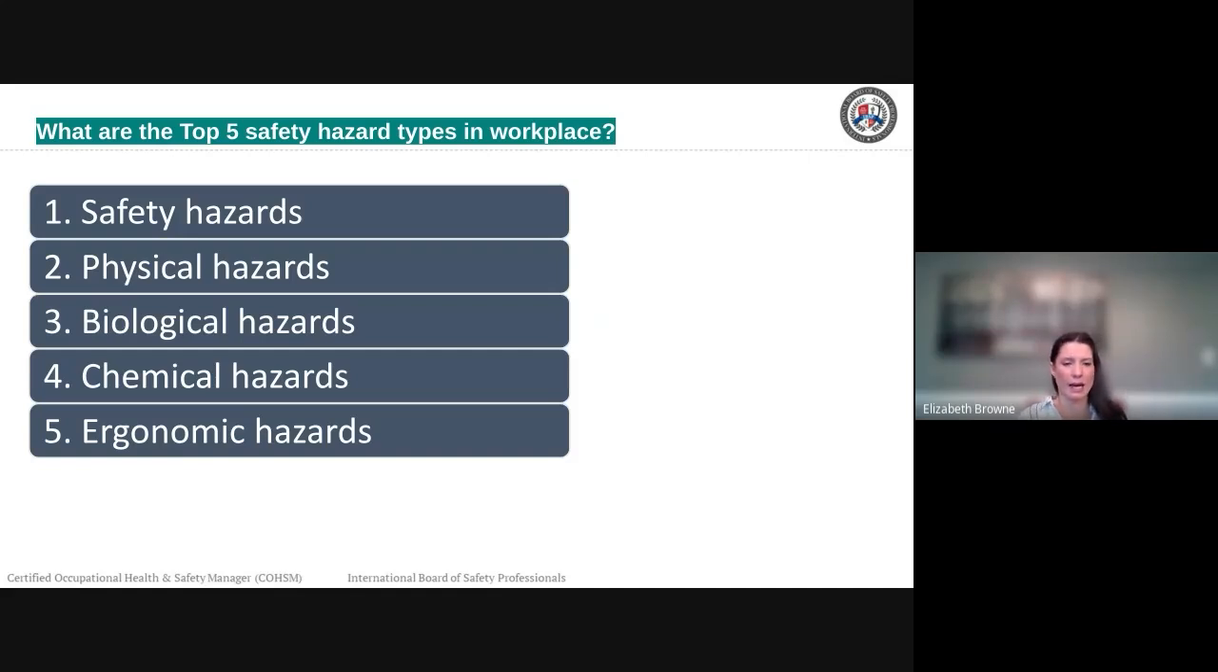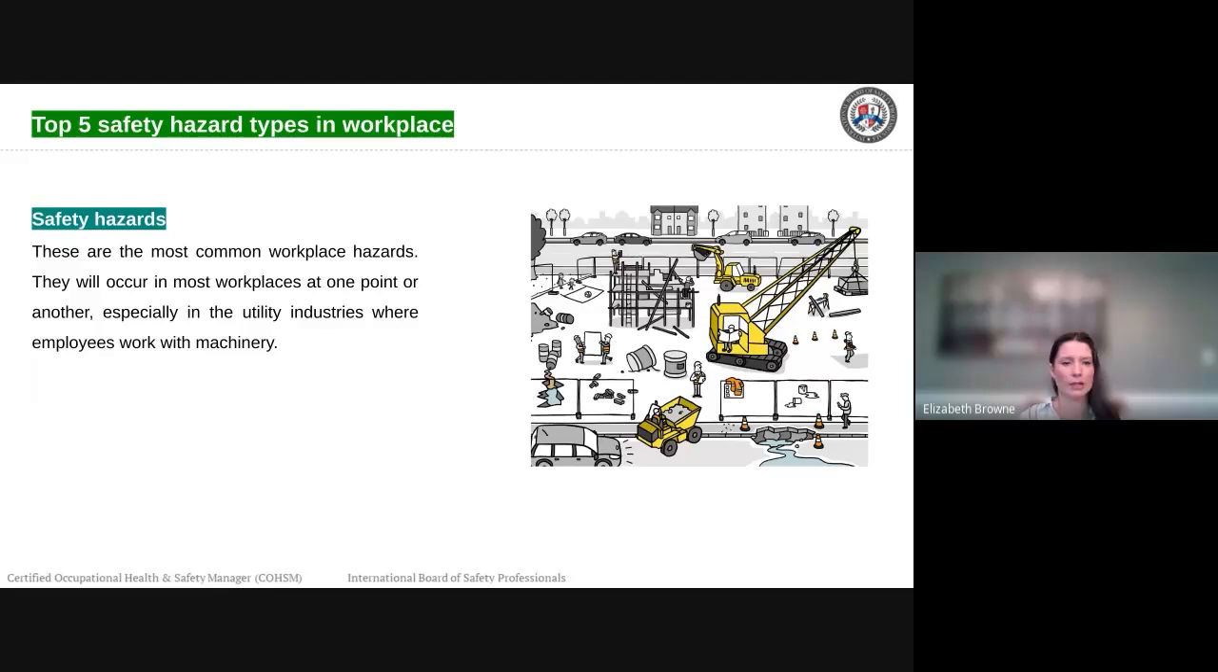All right, let's look at what are the top 5 safety hazard types in the workplace. And this can help an occupational health and safety manager to be aware of these 5 safety hazard types and work towards analyzing them and then providing control measures. So first we have just the general safety hazards. Then we have physical hazards, biological hazards, chemical hazards, and ergonomic hazards. So we'll talk about each of these top 5 safety hazard types.